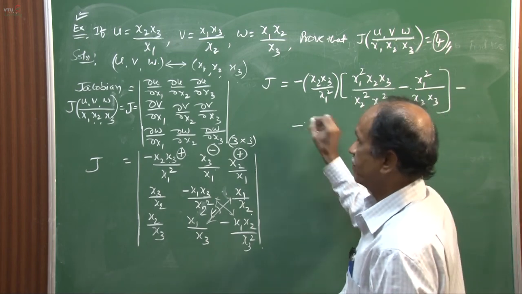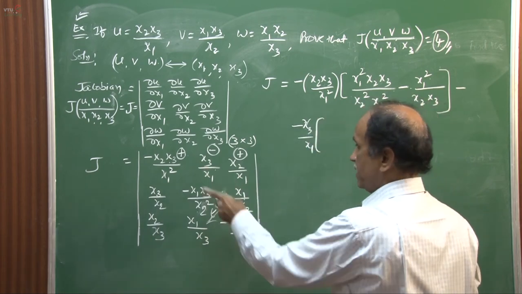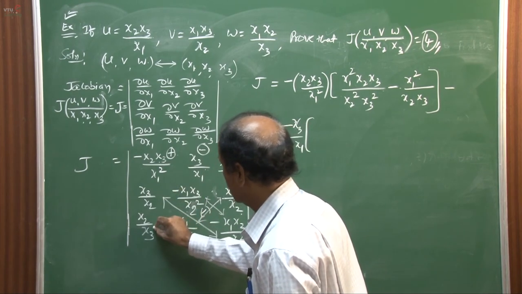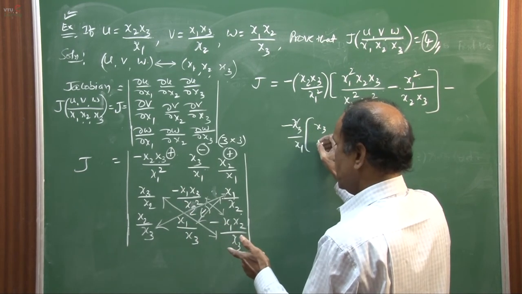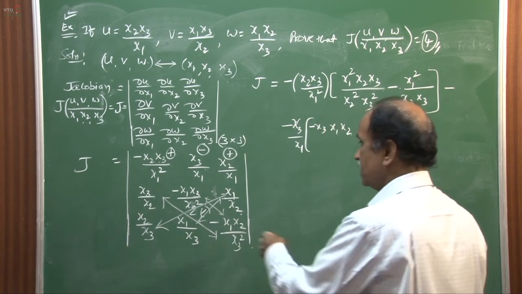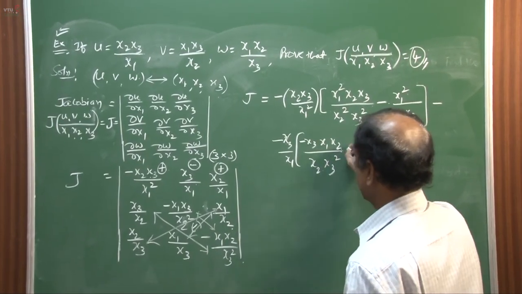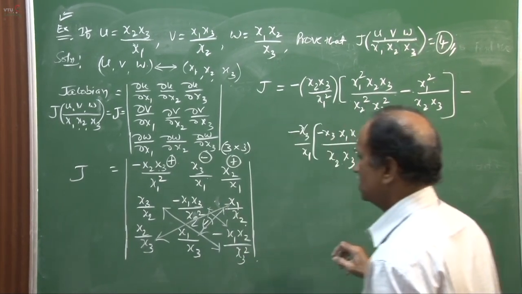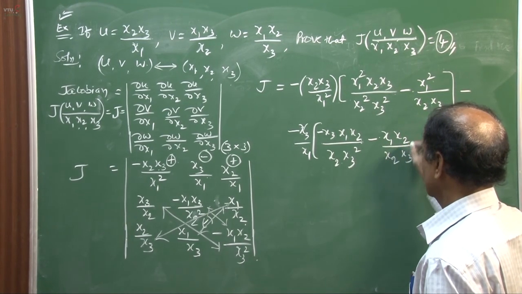Now minus of the second term, that is x3 by x1, multiplied by the minor: ignore this column and this row, then your multiplication happens between these two terms, that is x3 by x2, x3 by x2, which means the product of x3, x1, x2 with the minus sign, then x2 and x3 square, minus minus these two terms product, x1, x2 in the numerator and x2 x3 in the denominator. This is over.